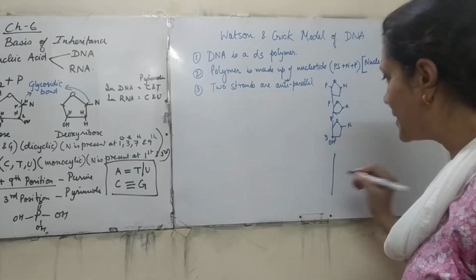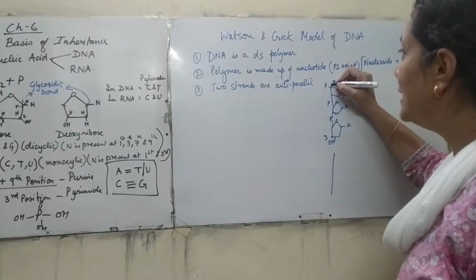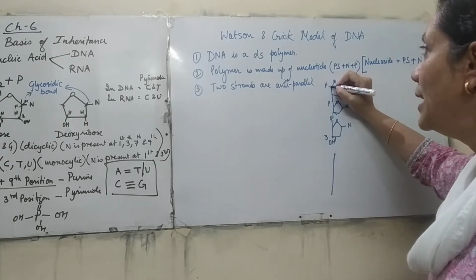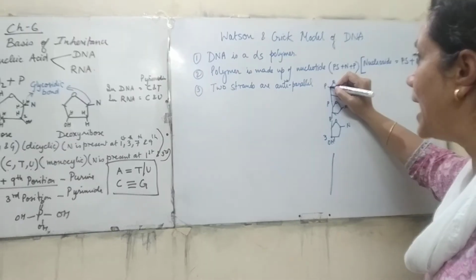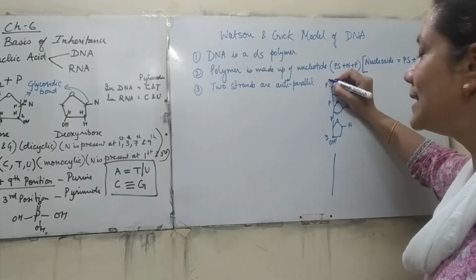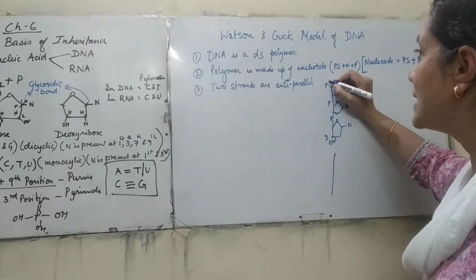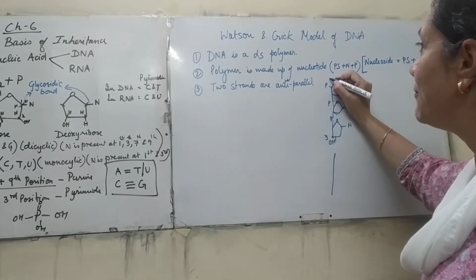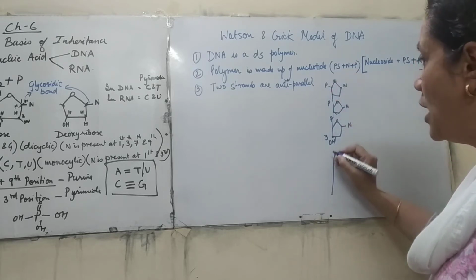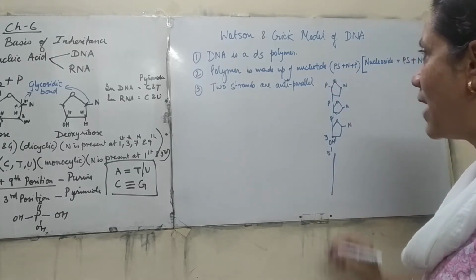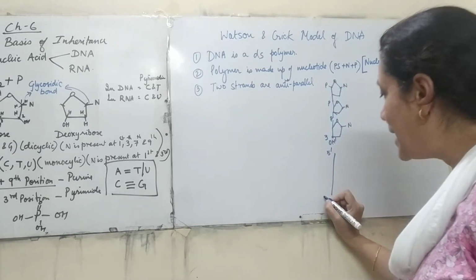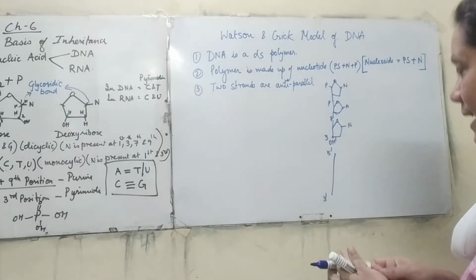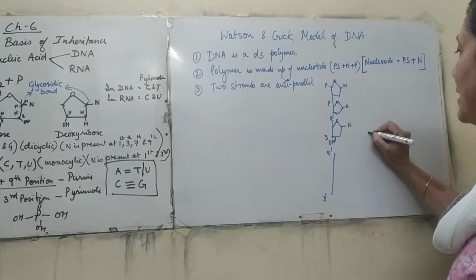Now if I have to represent it as a line, and here the topmost nucleotide, the phosphate group is attached to the fifth carbon atom, and the fifth carbon atom also is free. So this is the 5th carbon which is also free. So we can represent it as 5 is free on this end and the third carbon is free on the other end.